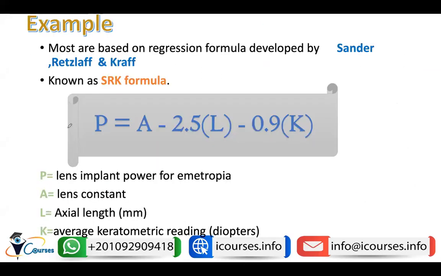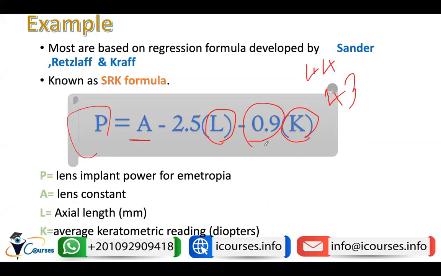So we mentioned according to the SRK formula that the power of the lens equals A constant minus 2.5 times the axial length in millimeters minus 0.9 times the keratometric reading. So what happens if the patient has a keratometric reading of 44 and we miscalculate it as 43? This will result in only about 0.9 diopter of difference in the power. So this can cause a refractive surprise of about 1 diopter.